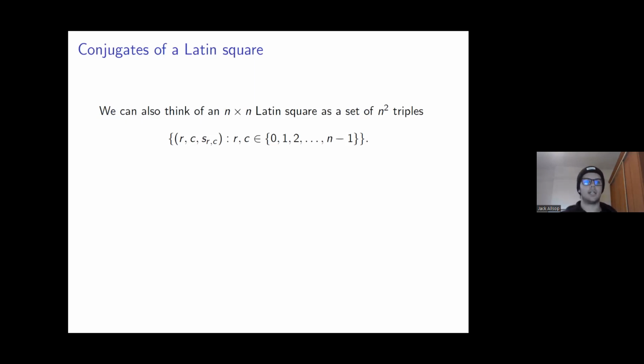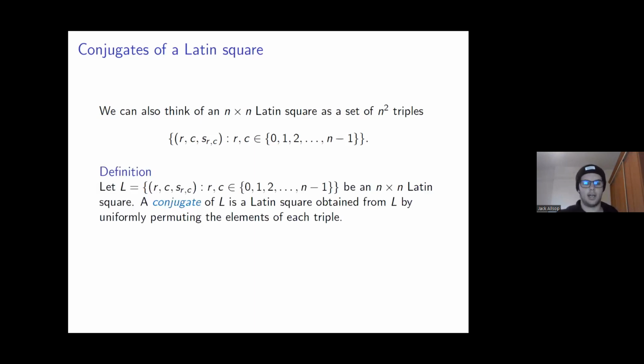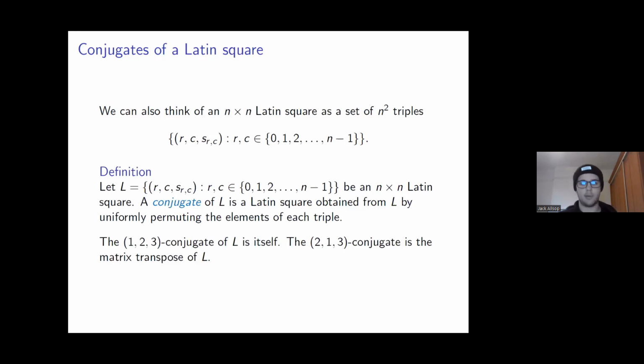Thinking of Latin squares in this way has some benefits. It highlights the symmetry between the rows, columns, and symbols of a Latin square, and that symmetry is important. It leads us to this definition. Let L be a Latin square. A conjugate of L is a Latin square obtained from L by uniformly permuting the elements of each triple. There are 6 permutations on 3 elements, so each Latin square has 6 conjugates.